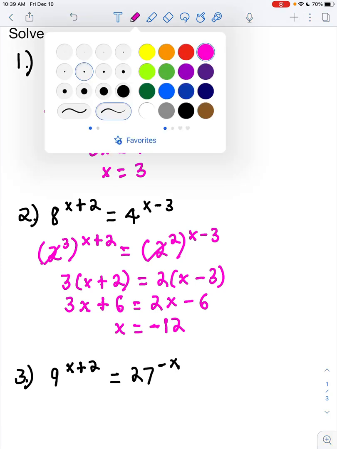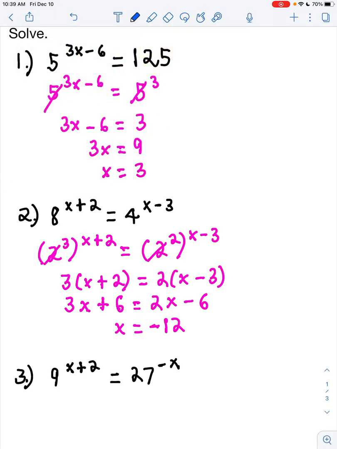It's a little deceptive because if we plug into the original equation, we would get 8 raised to the negative 12 plus 2, which means the left side becomes 8 to the negative 10th. And on the right side, we'd get 4 raised to the negative 12 minus 3. That's 4 to the negative 15th. And you might think, well, the left side doesn't equal the right side. But that's because they're not expressed as a power of the same base.